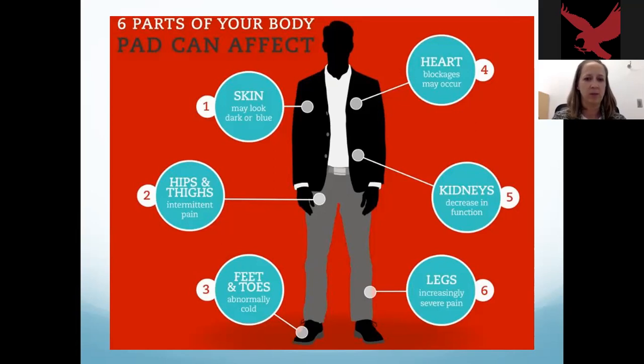And so sometimes when we see patients with pretty severe peripheral arterial disease in their legs, there is a solid chance that they have plaque buildup in their heart or coronary arteries as well, sometimes in their neck arteries. Next slide.